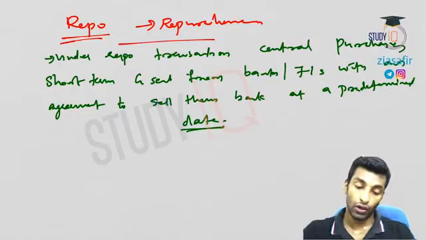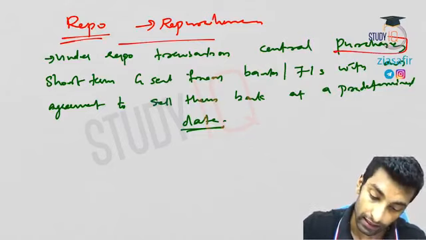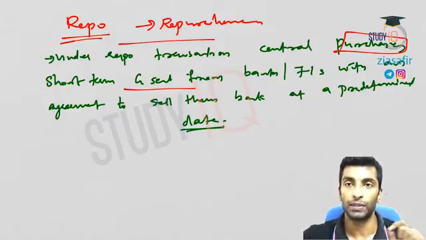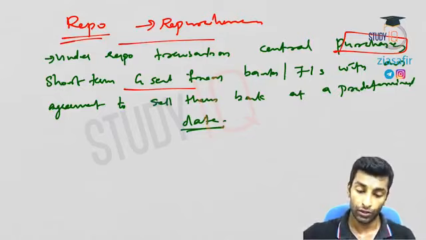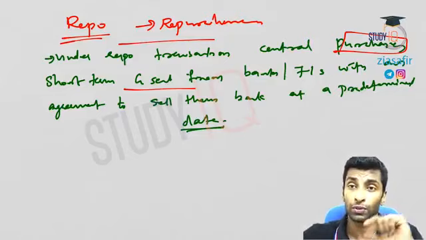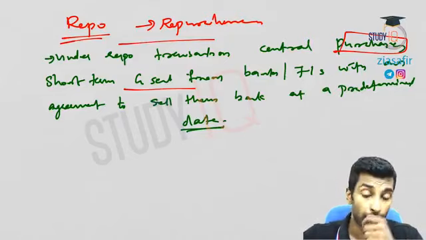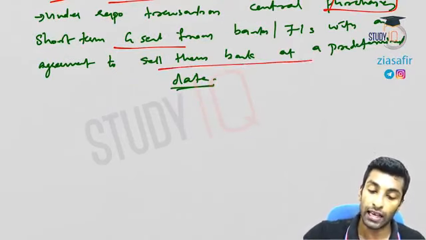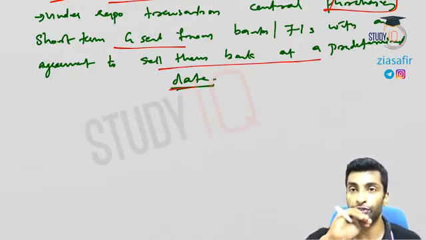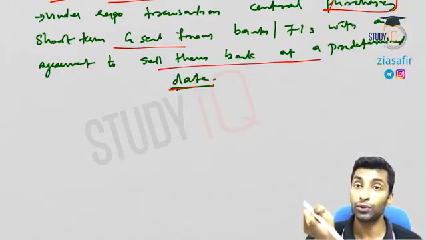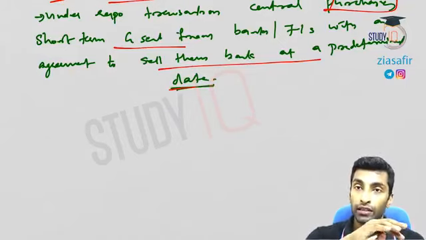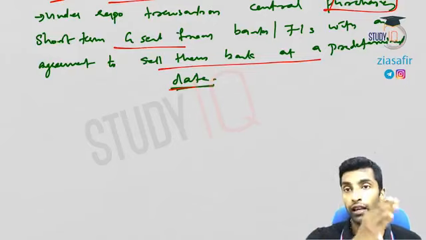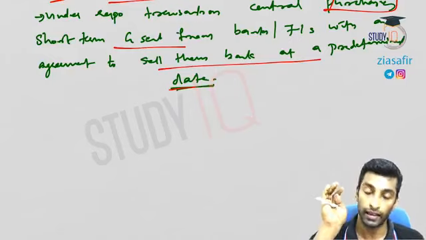So what will RBI do? RBI purchases short-term government securities from banks. RBI purchasing government securities means RBI will give money to banks. So this is an instrument through which banks can borrow by pledging short-term government securities. But there is an agreement to sell them back at a predetermined date. After the fixed date, you have to sell them back, that means RBI has to give them back to the banks. So banks have to give that money back to RBI with interest.